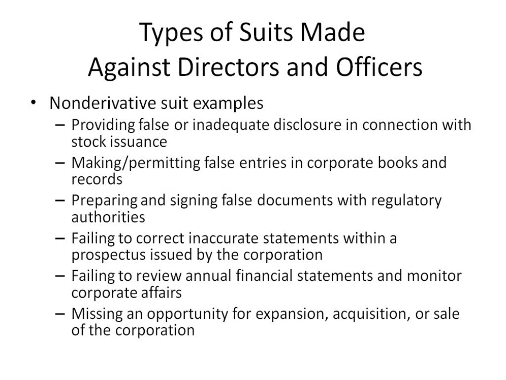Some examples that are provided: providing false or inadequate disclosure in connection with stock issuance, making or permitting false entries in corporate books and records, preparing and signing false documents with regulatory authorities. And so that kind of goes to Sarbanes-Oxley. So you can see where some of these suits become more common now. WorldCom and Enron and some of those other things.